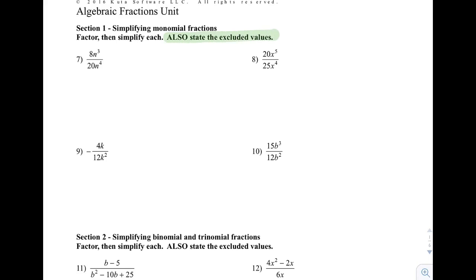The other thing that we're going to run into is this idea of excluded values, and that's something we haven't paid any real attention to yet. Excluded values means that even though we've reduced this fraction, are there certain numbers where if we were to plug them into the simplified version, it wouldn't equal the original one? So it equals the original one most of the time, except in these really weird cases. We're going to keep track of that by looking at what things cause our denominator to equal 0. So let's jump into this first example.